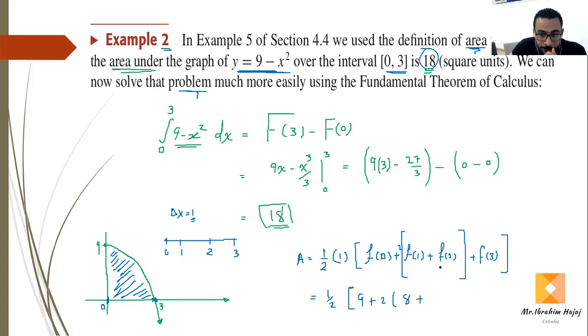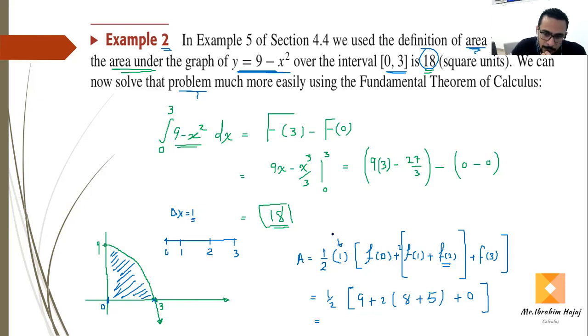17.5, which is very close, approximate. f of 2 is 9 minus 4, it's 5, okay, and then plus f of 3 is 0, which is equal to... Wait, what does the 1 here represent?